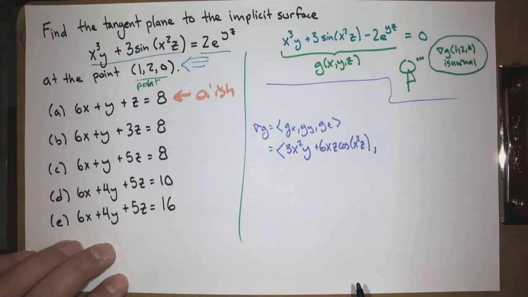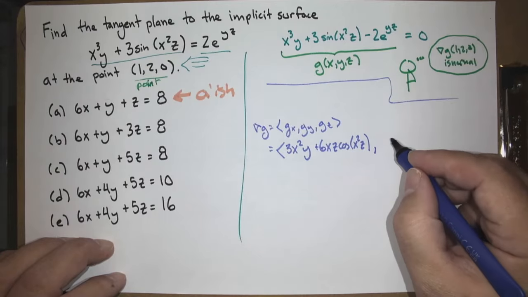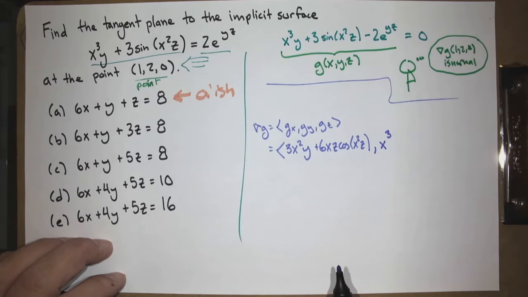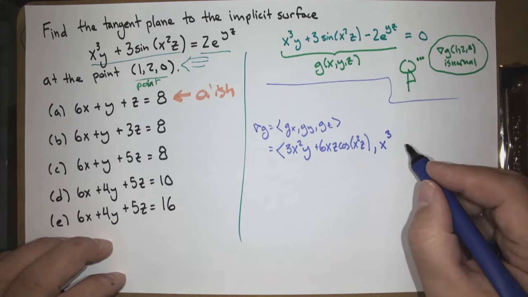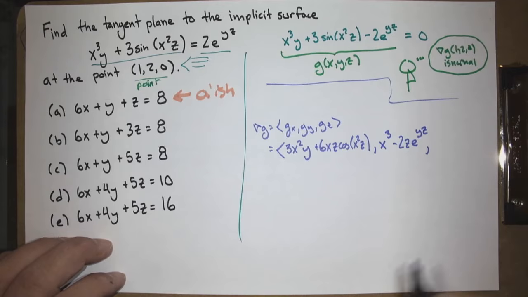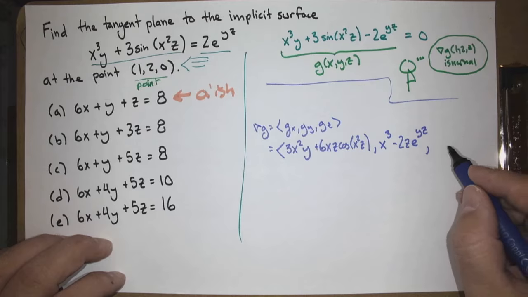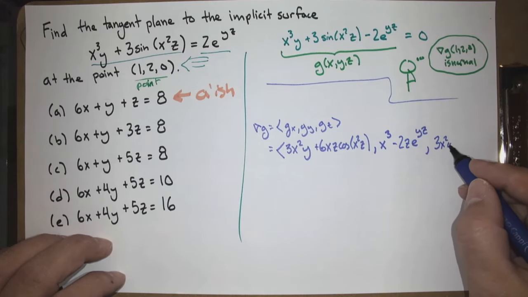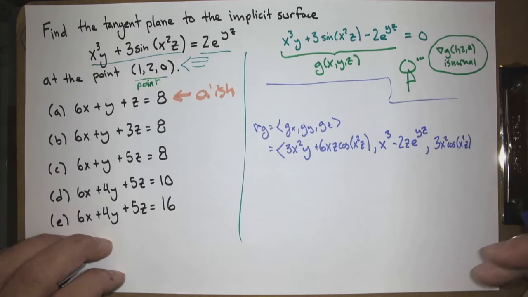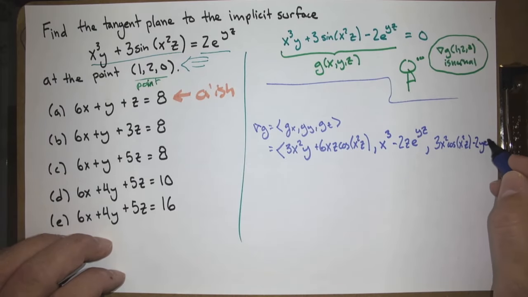All right, go to the derivative with respect to y. What is that? X to the third, I heard someone say. Minus 2z e to the yz. Okay. Now our last one, g sub z. 3x squared cosine the inside. Derivative of sine is cosine, and we're doing our chain rule. All right, anything else? Minus 2y e to the yz.